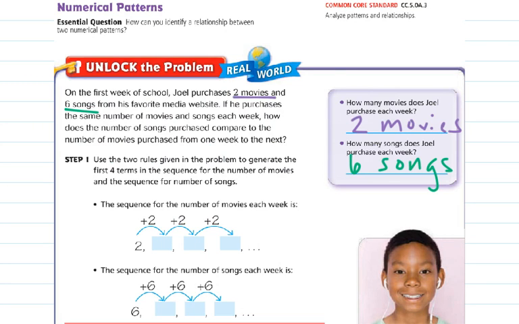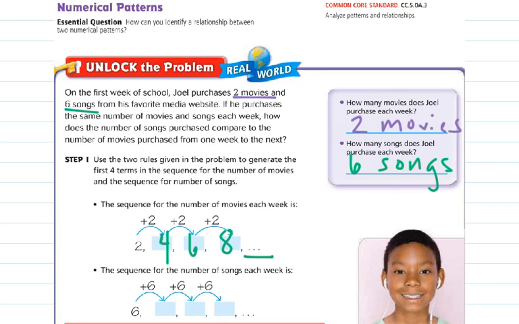Now we're going to do a step-by-step procedure to decide what the numerical pattern and the relationship between the two number patterns are. So step 1, it says use the 2 rules given in the problem to generate the first 4 terms of the sequence for the number of movies and the sequence for the number of songs. So the sequence for the number of movies is he adds on 2 each week. So 2 plus 2 would be 4, plus 2 would be 6, plus 2 would be 8. And this pattern would continue on and so on. So that's where we have that dot, dot, dot.